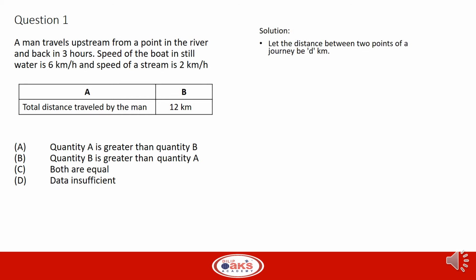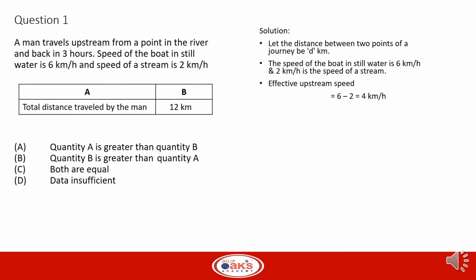So, let me assume that the distance between 2 points of a journey is d kilometers. Now, since the speed of the boat in still water is 6 kilometers per hour and the speed of the stream is 2 kilometers per hour, we can conclude that the effective upstream speed, that is when the stream is obstructing the boat to move forward, will be 6 minus 2, which is 4 kilometers per hour. Next, the effective downstream speed is going to be 6 plus 2, that is 8 kilometers per hour. This is because the stream will help the boat to move forward.